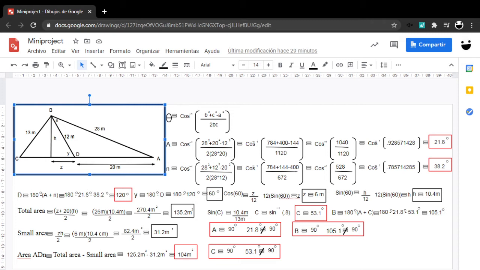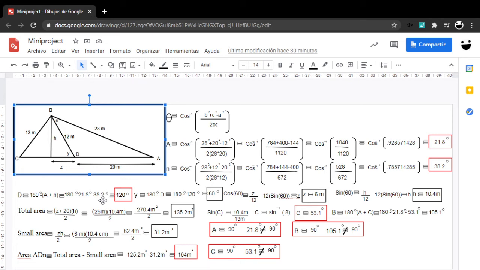21.8. Then I will calculate N, that is equal to arccosine of (28 squared plus 12 squared minus 20 squared) over (2 times 28 times 12), and that is equal to 38.8. And finally I will find D, and D is equal to 180 minus (A plus N), and that's equal to 180 minus (21.8 plus 38.2), and that's equal to 120.